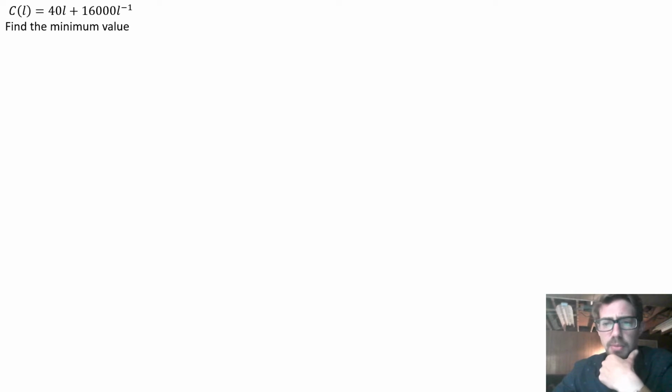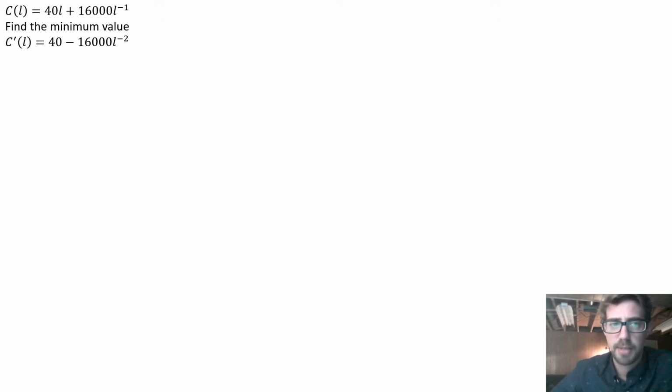And to find the minimum value, we're setting the derivative equal to 0. C prime is 40 minus 16,000 L to the -2. Set that guy equal to 0 and solve it. As we're seeing, it's good to actually switch back from that exponential notation when you have to solve for something, because it's more obvious what to do.